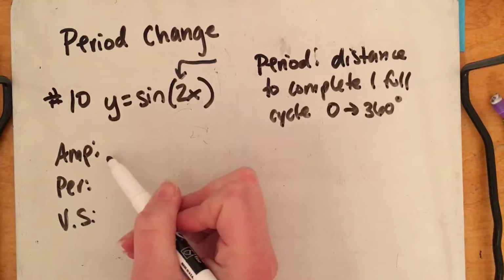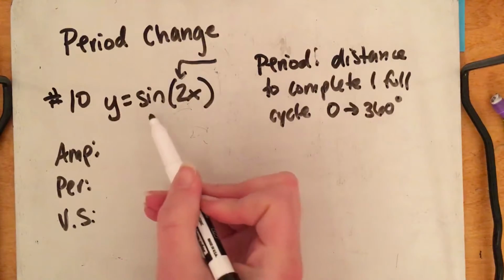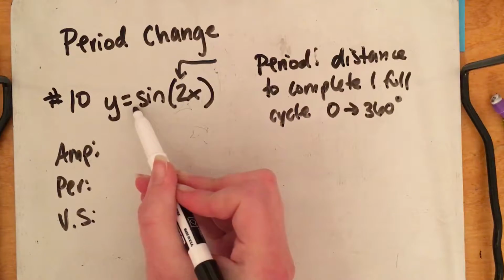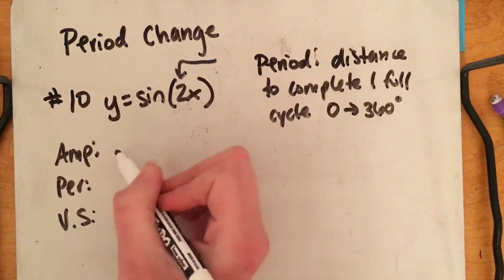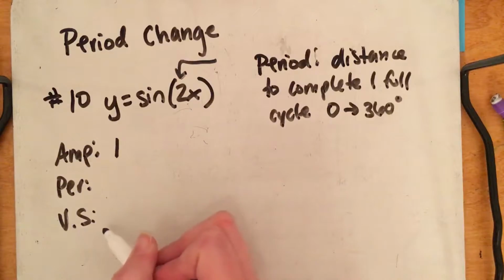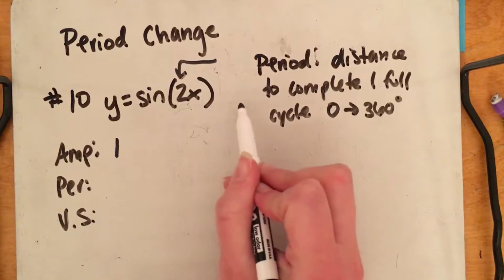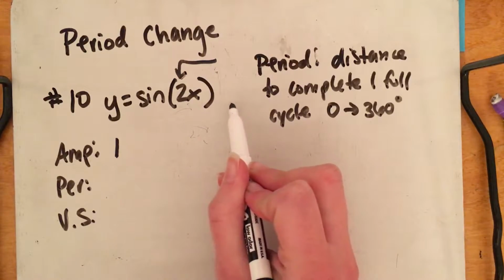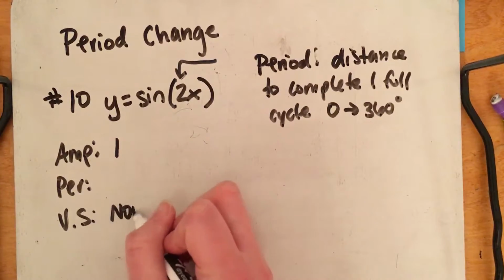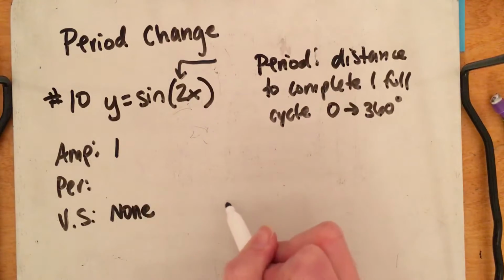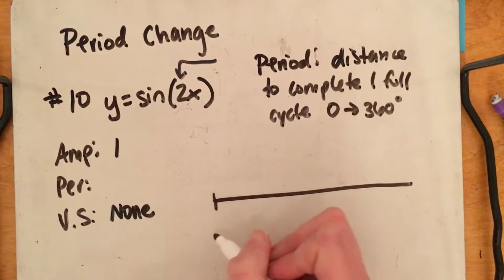So let's first identify the amplitude, period, and vertical shift. The amplitude is the number in front of sine, which is going to be a regular 1. Vertical shift is if there's a number on the end here, plus or minus, outside of the parentheses. There isn't one. And I just want to do that for right now and show you the regular sine graph.